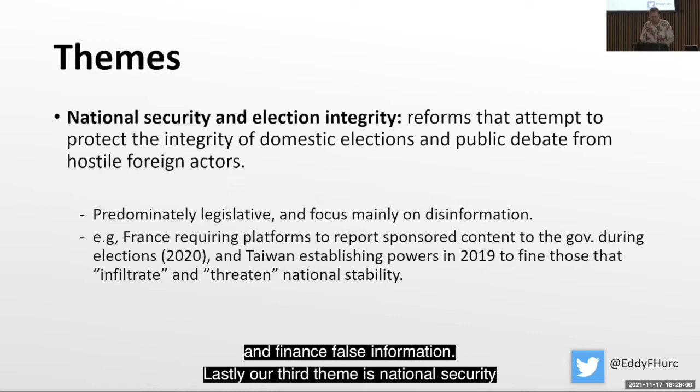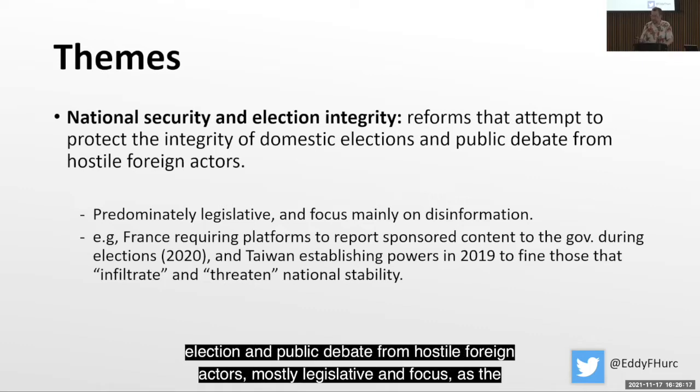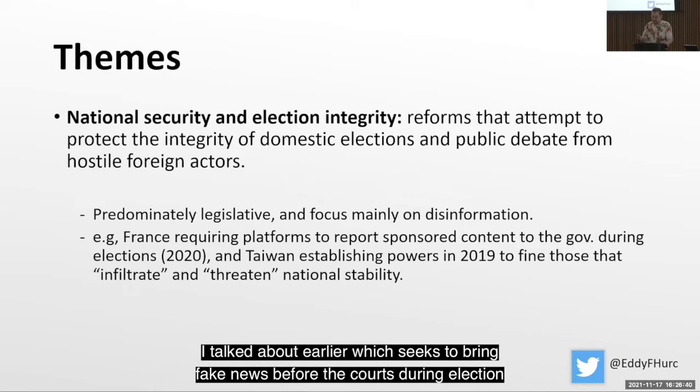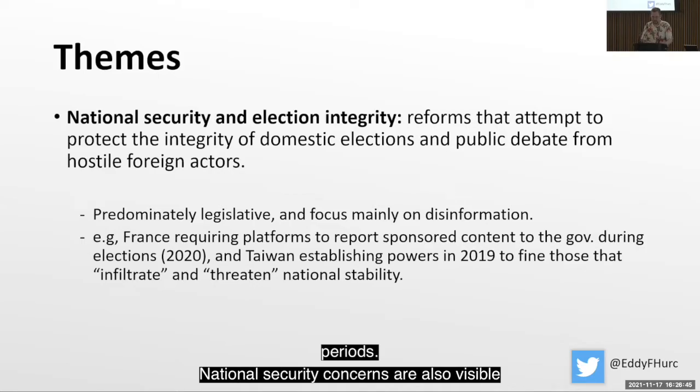And lastly, our third theme is national security and election integrity. These are reforms that attempt to protect the integrity of domestic elections and public debate from hostile foreign actors. These reforms are also mostly legislative and focus, as the name implies, on disinformation. Examples of these reforms include France's recent requirement that platforms report state-sponsored content during election periods, as well as the proposal I talked about earlier, which seeks to bring fake news before the courts during election periods.